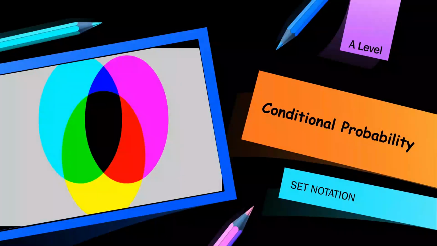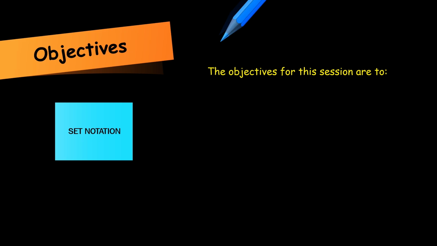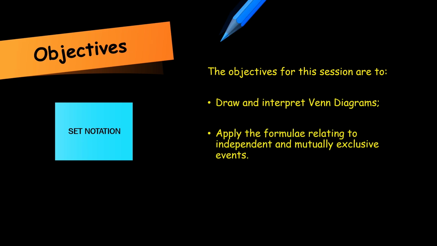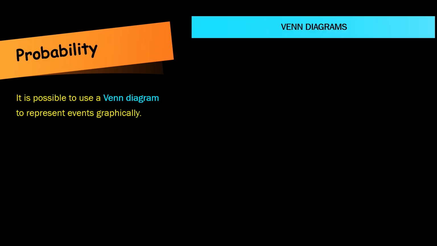Welcome to the session on conditional probability set notation. The objectives for this session are to draw and interpret Venn diagrams and apply the formulae relating to independent and mutually exclusive events. It is possible to use a Venn diagram to represent events graphically.